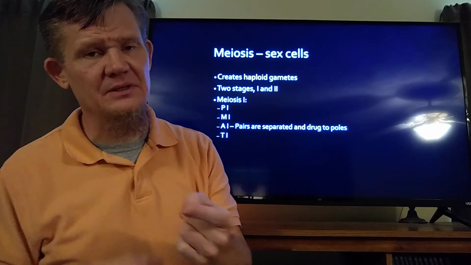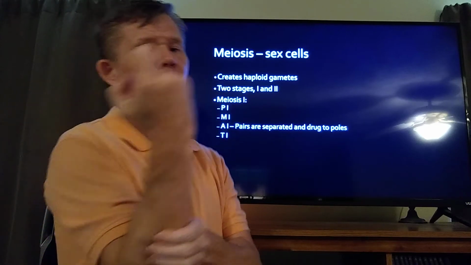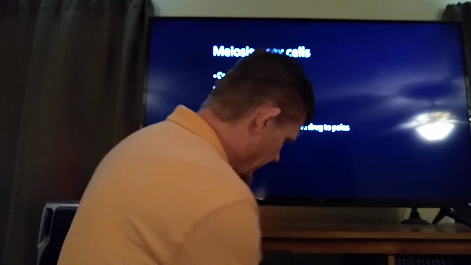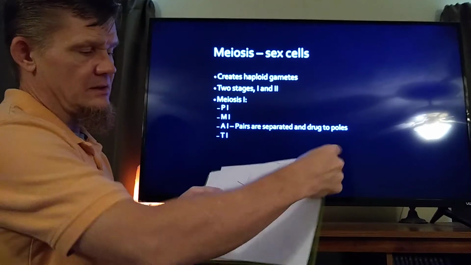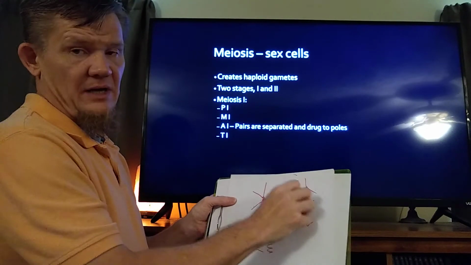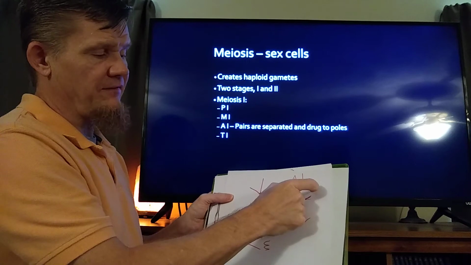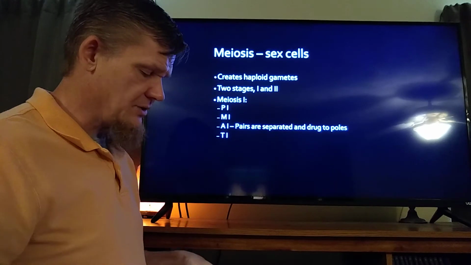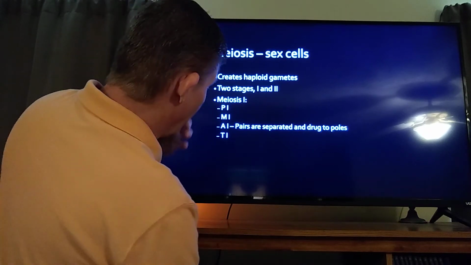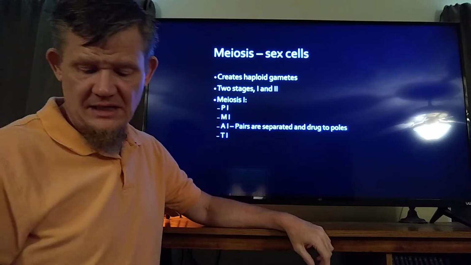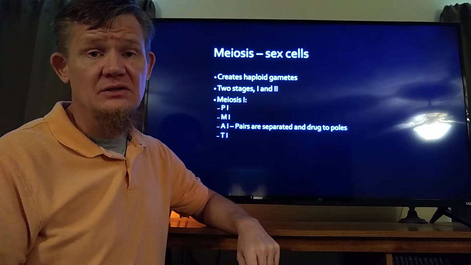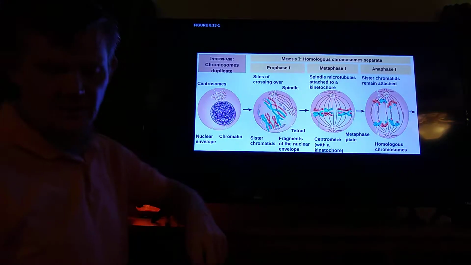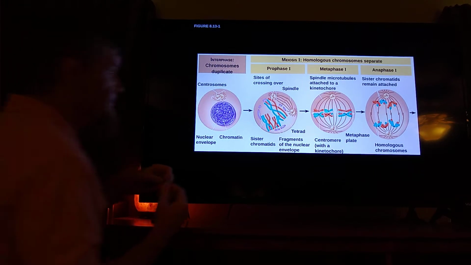The difference happens in Anaphase 1. The difference in Anaphase 1 is, if you'll remember, in anaphase in mitosis, I physically ripped that chromosome in half and dragged half of the chromosome to the top and half of the chromosome to the bottom. That's not actually how we do it in Anaphase 1 of meiosis. In Anaphase 1 of meiosis, what I actually do is I separate the pair. I don't separate the chromosomes. All right, let's follow it through.